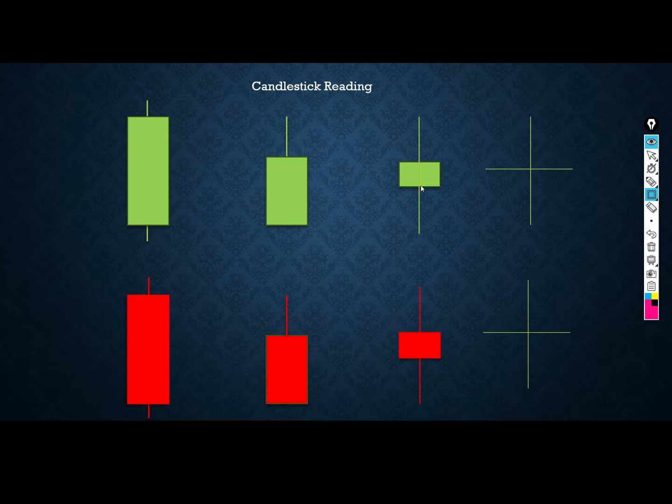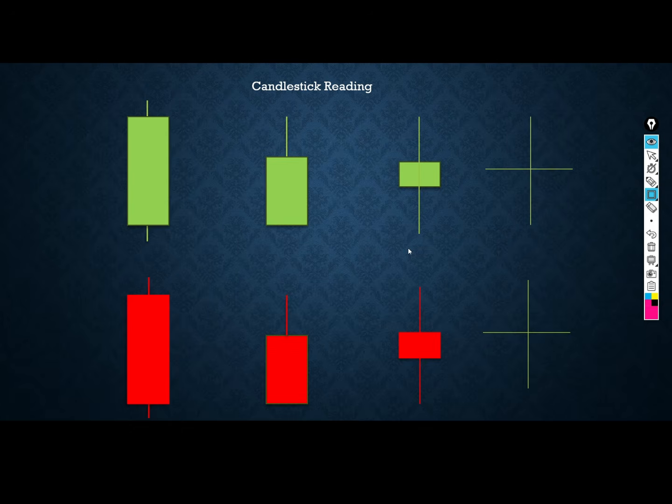Now, small body. The body is very small compared to these two candles. Neither side has complete control. The market is waiting for fresh momentum. You can see equal buyer pressure and seller pressure. We call it a spinning top also. A spinning top generally represents a reversal. A reversal might happen soon.